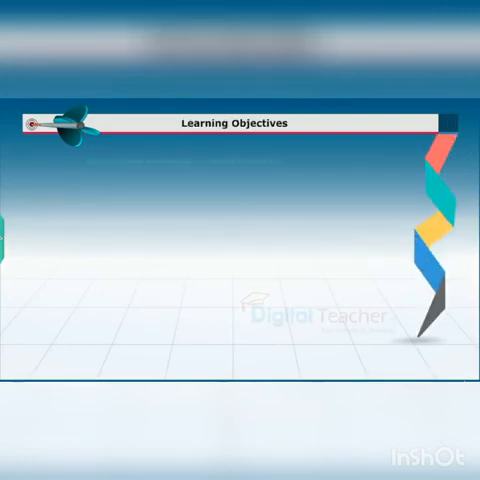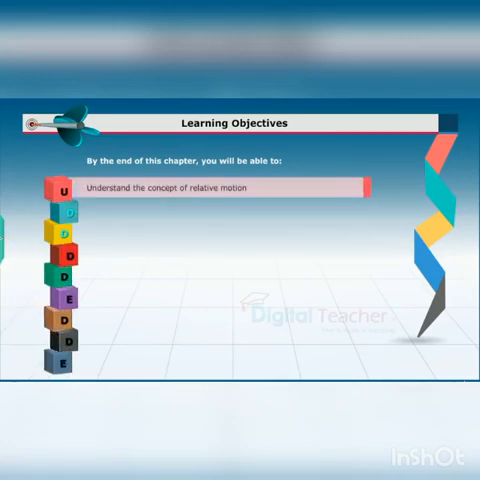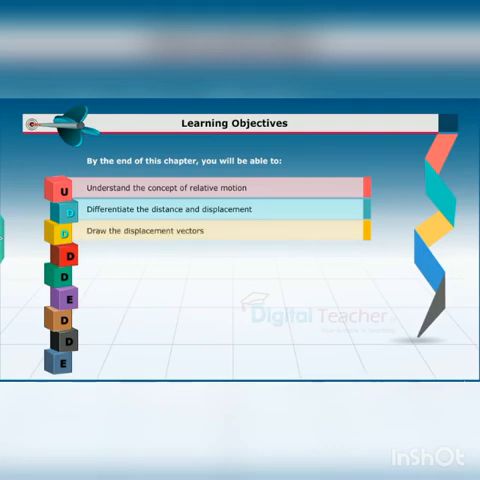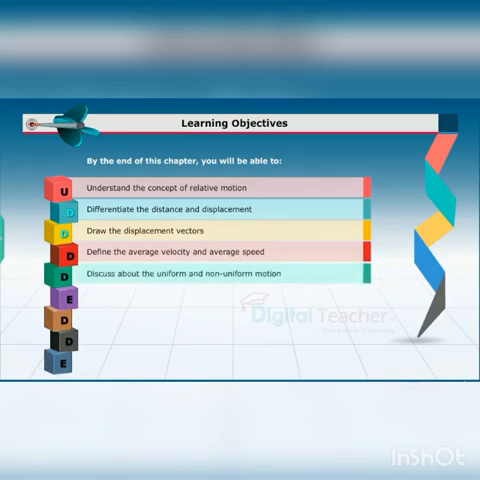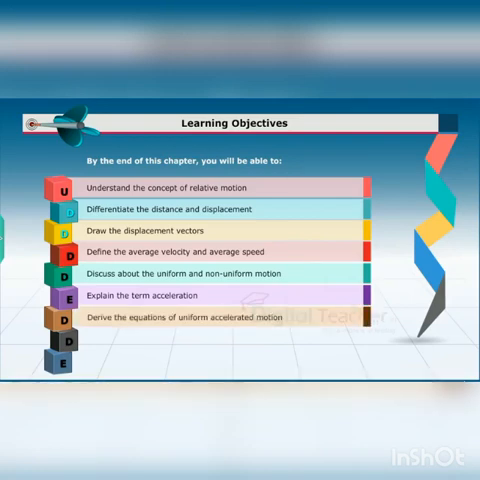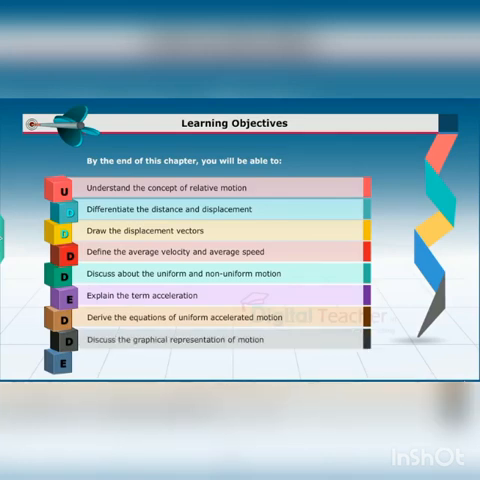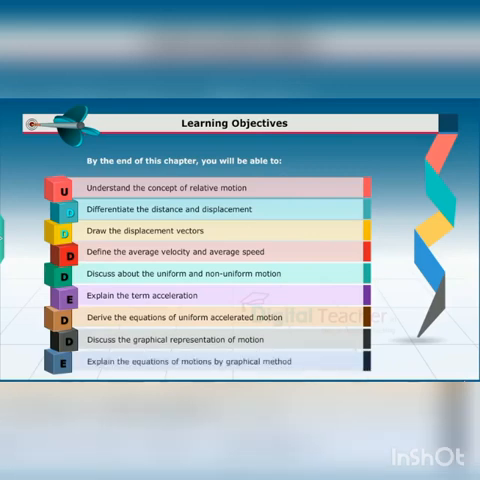Learning objectives. By the end of this chapter, you will be able to understand the concept of relative motion, differentiate distance and displacement, draw the displacement vectors, define average velocity and average speed, discuss uniform and non-uniform motion, explain the term acceleration, derive the equations of uniformly accelerated motion, discuss the graphical representation of motion, and explain the equations of motion by the graphical method.